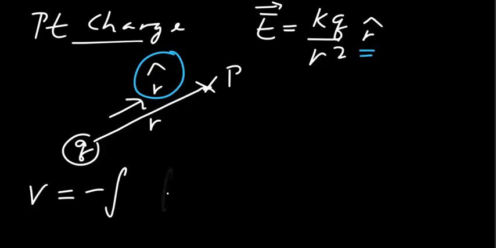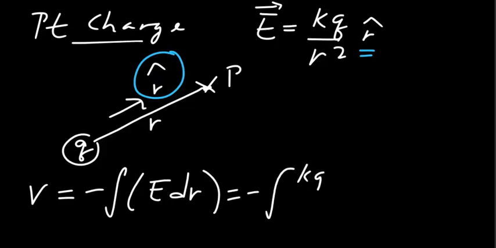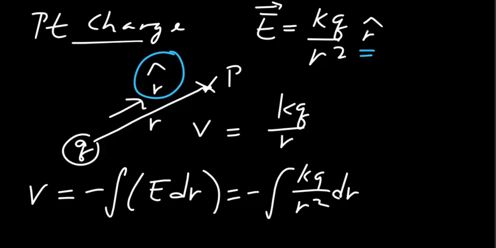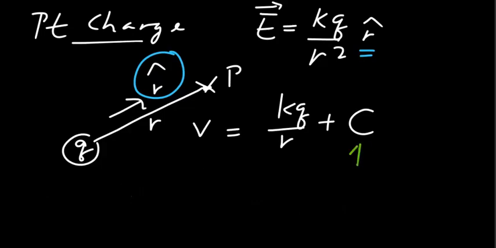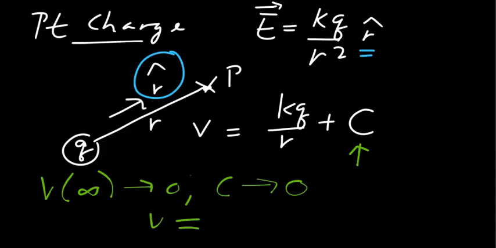So the integral will have the following integrand, E dr. So E is KQ over r squared dr. And that's going to give you KQ over r for the potential. Do not forget an integration constant, let's call it C. In order to determine this integration constant C, we can assume the potential at infinity goes to 0. So that means your C is 0. Therefore the electric potential for a point charge is KQ over r.